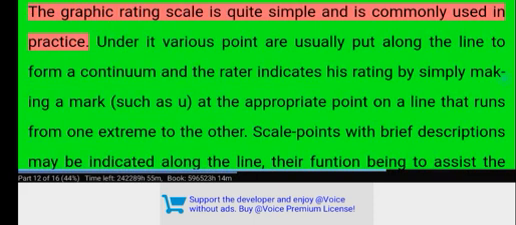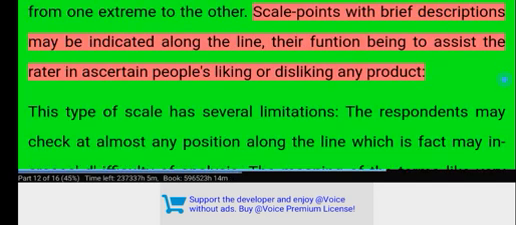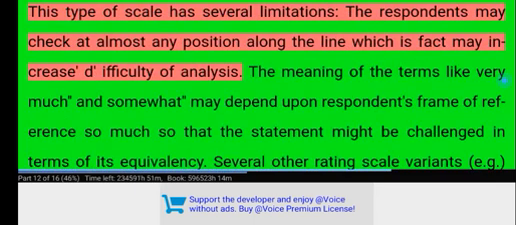The graphic rating scale is quite simple and is commonly used in practice. Under it, various points are usually put along the line to form a continuum, and the rater indicates his rating by simply making a mark, such as a tick, at the appropriate point on a line that runs from one extreme to the other. Scale points with brief descriptions may be indicated along the line, their function being to assist the rater in ascertaining people's liking or disliking of any product.